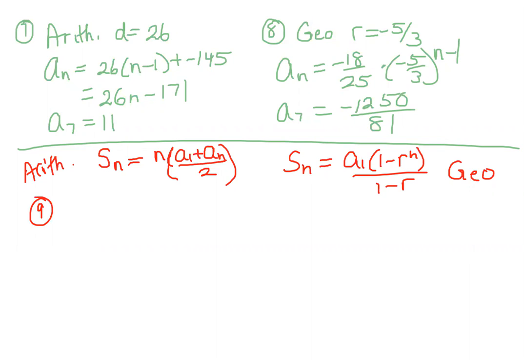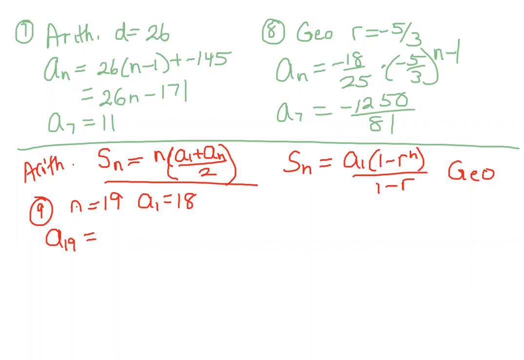Number 9. What do you think number 9 is? Just looking at it, I would try arithmetic, and it is, because 25 divided by 18 is not going to be the same as 32 divided by 25. So this is arithmetic, so we're going to use this. We need N, which is 19, and we need the first term, which is 18, and we need the last term, which is A19. So we're going to have to use our formula. We need to find what D is.